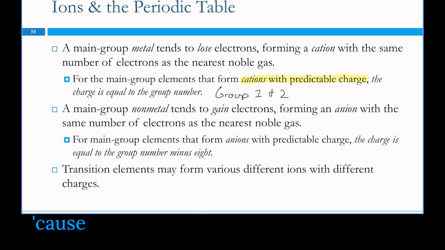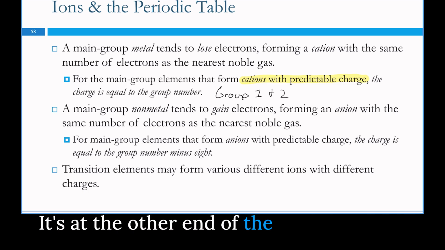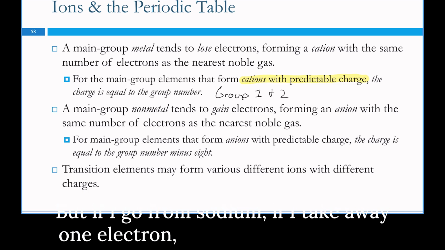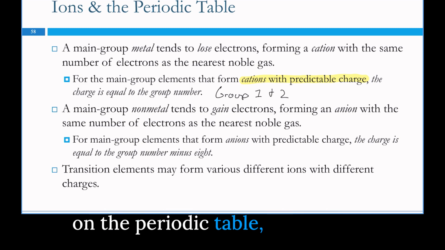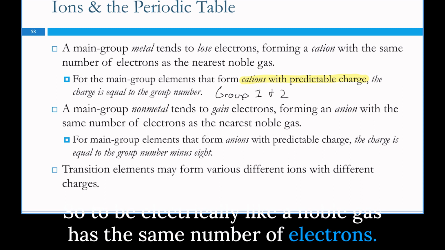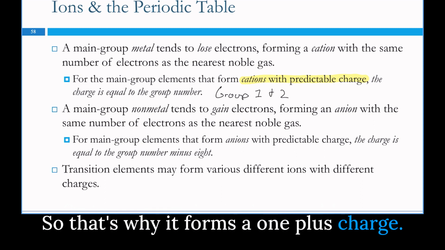Neon. Yeah, because argon's several electrons away, right? It's at the other end of the periodic table, but if I go from sodium, if I take away 1 electron, or if I go back 1 step on the periodic table, that's neon. So to be electrically like a noble gas, with the same number of electrons, sodium just has to lose 1 electron. So that's why it forms a 1 plus charge.